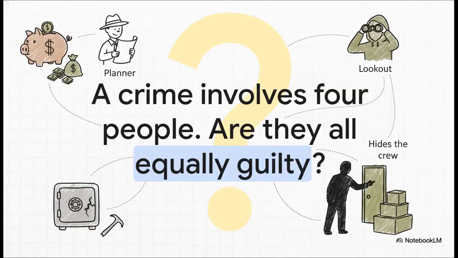Okay, so let's just dive right in with the big question. Picture a bank robbery. You have the person who planned the whole thing, the one who actually cracks the safe, the person acting as a lookout, and then the friend who hides the crew at their house afterward. Are they all on the hook for the exact same crime? Well, the answer is a lot more complicated than you might think.